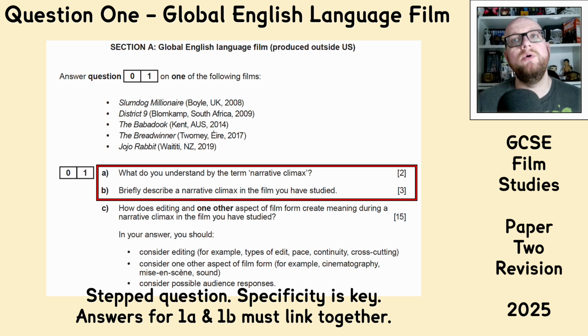If you're talking about your narrative climax, think about how you can best describe it so the examiner knows where in the film you are talking about and what specific scene it is. If this was a narrative technique question for this year's, if it said identify a narrative technique, be specific about which narrative technique and where it is as well. And 1A and 1B must always link together unless it says directly otherwise. So don't answer something in 1A and then change your mind and start talking about something else in 1B, because that's not going to give you the marks.